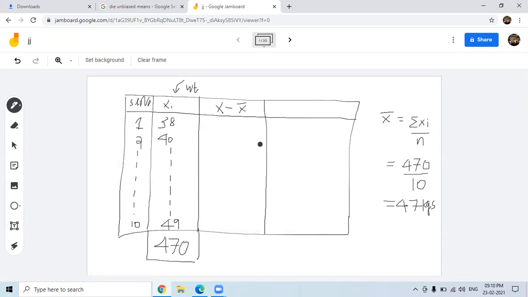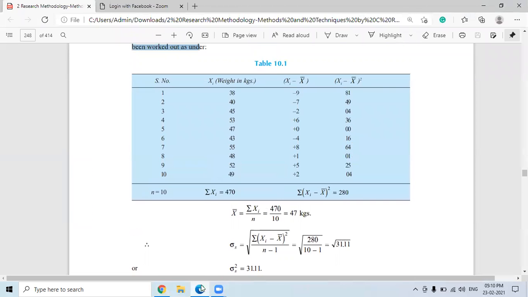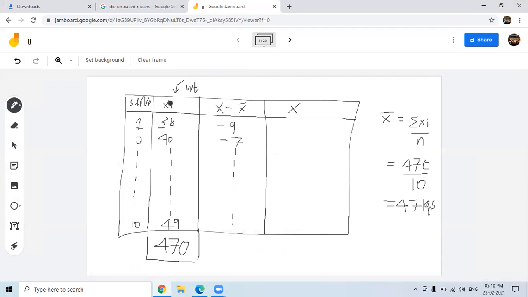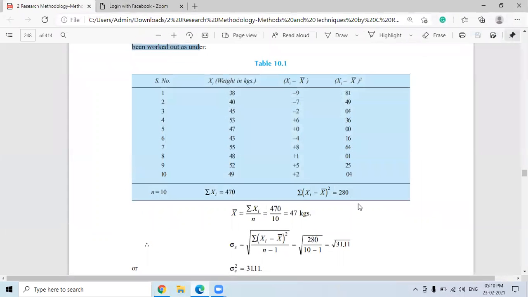So you have to find the differences between x and x bar. 38 minus 47, so you will get minus 9. Then the next value is minus 7, and so on. You have to find all these differences. Then the last column, xi minus x bar the whole square. So this is 81. This is 49. You have to calculate all the other values.